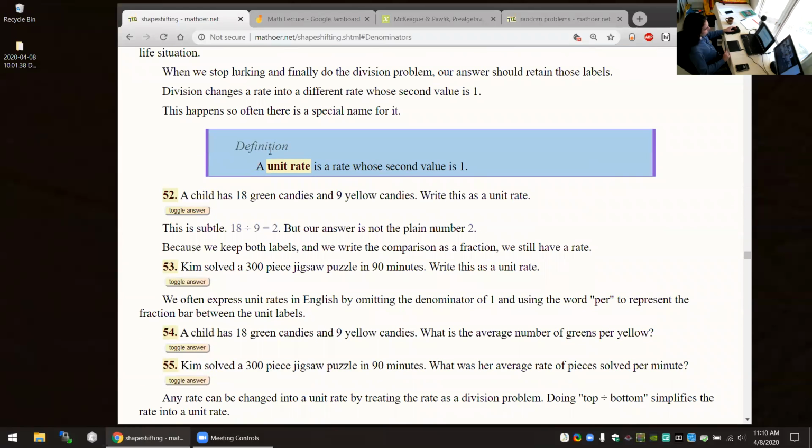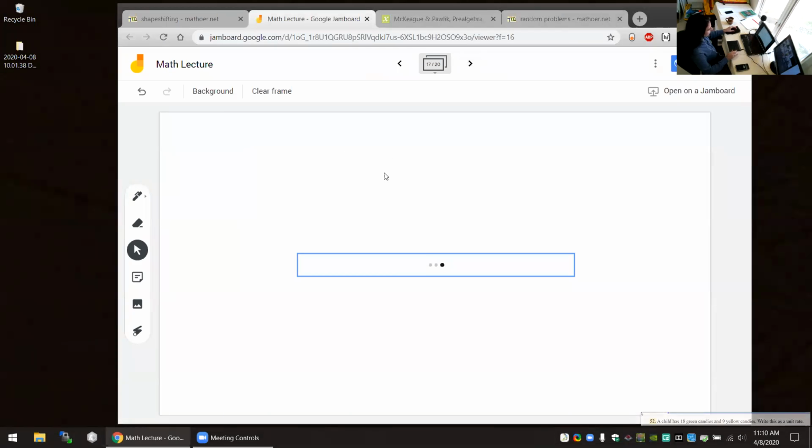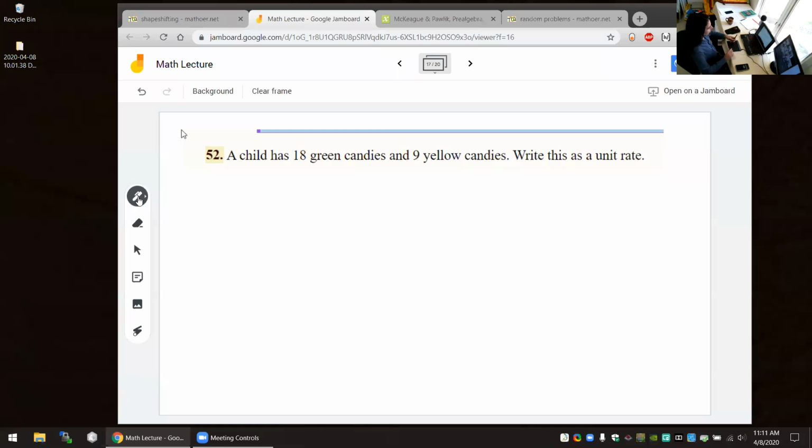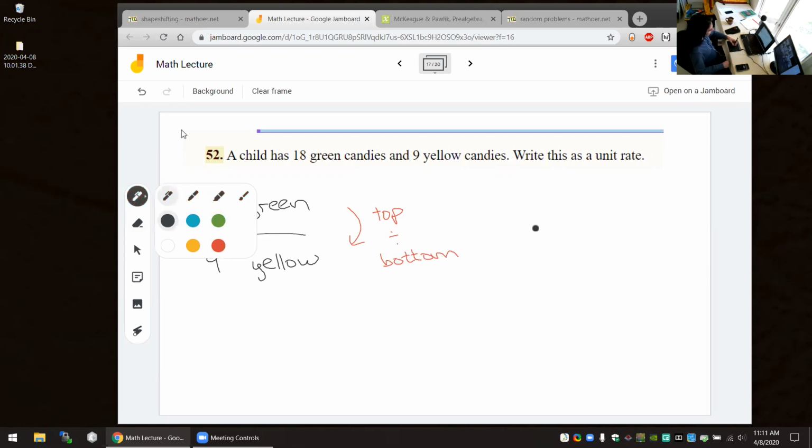If I have something that's not a unit rate and I want to make it a unit rate, then I can always divide. So if I have the 18 green and 9 yellow, if I do top divided by bottom, just like we were talking about before for how to make any fraction into a decimal, that's going to be 2 greens for every yellow.